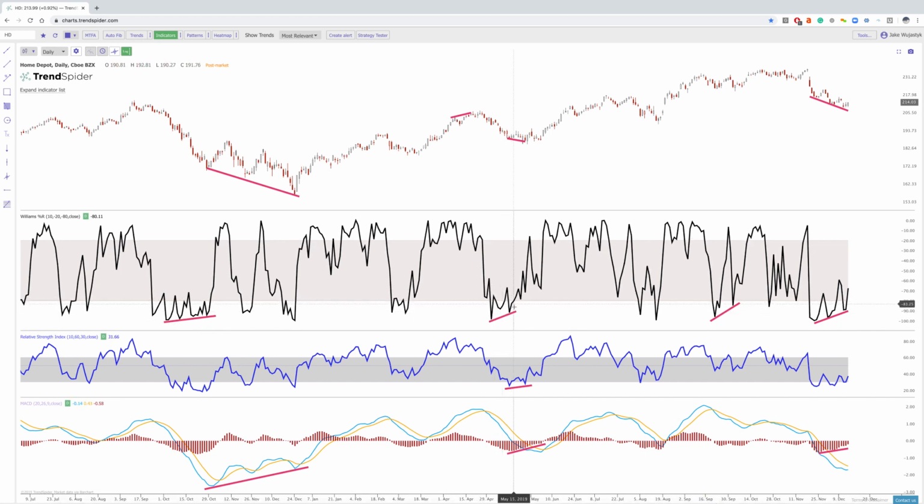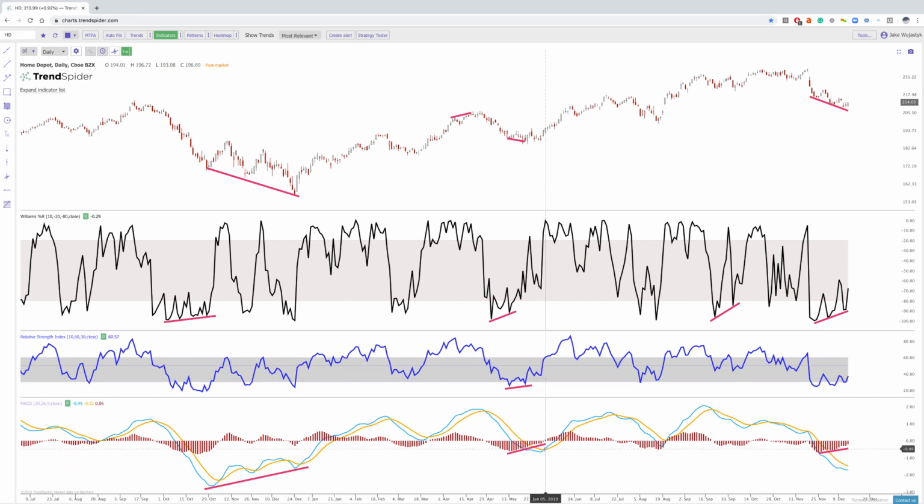And then once the divergence really forms here on the percent range, that's when it's kind of time to start thinking, all right, is this going to break out? I generally like to see a close through the 50, the RSI 50 here. And then I really like to see the MACD cross.